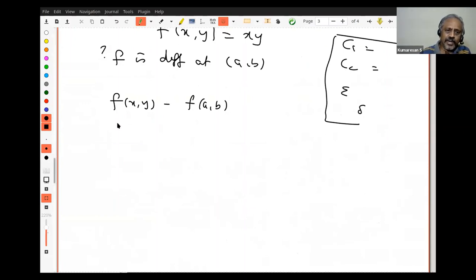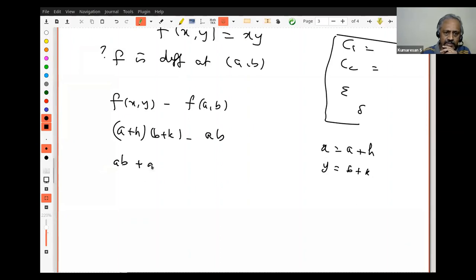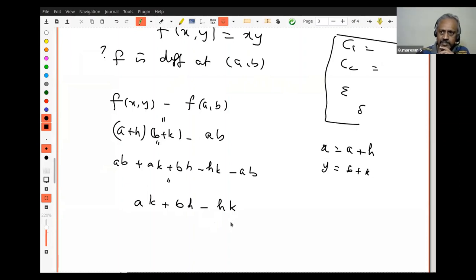So let us write x equal to a plus h and y equal to b plus k. Then f of (x, y) minus f of (a, b) is (a plus h) into (b plus k) minus ab. This is ab plus ak plus bh plus hk minus ab. This is ak plus bh plus hk. What I did was pure algebra. There is nothing. Now comes the thing.